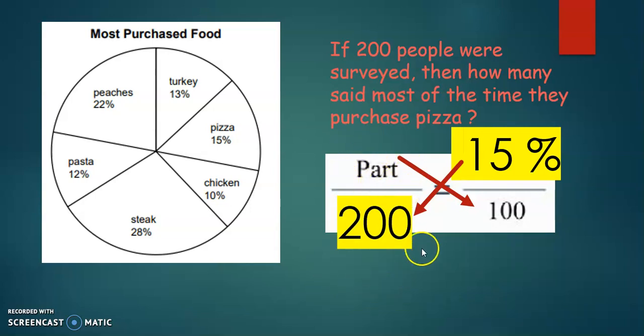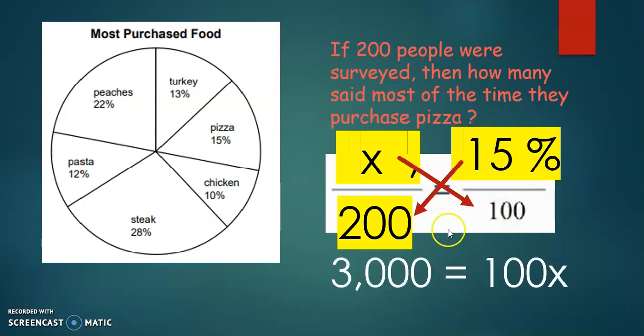No, we don't know what that part is, so we leave it as x. Then we cross multiply. We multiply x times 100 and 15% times 200. So we're going to do it as 15, not as 1500 or 0.15. We're trying to multiply it as the 15. So when we multiply 15 times 200, we get 3,000, and x times 100 is 100x.